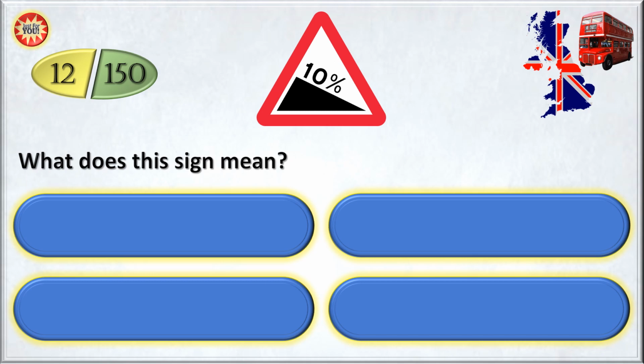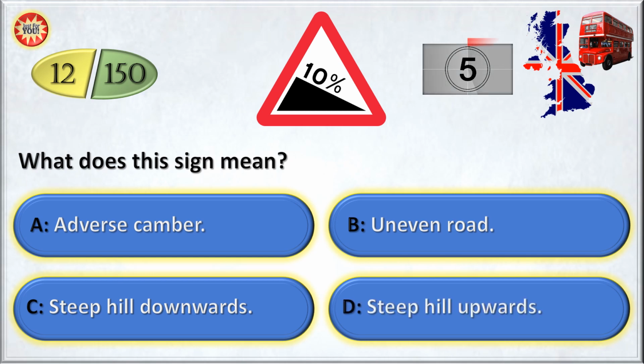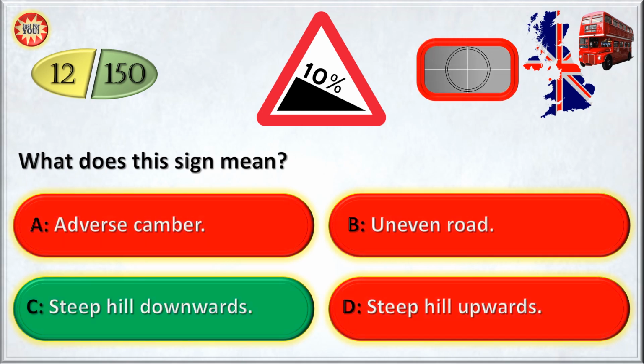What does this sign mean? Adverse camber. Uneven road. Steep hill downwards. Steep hill upwards.